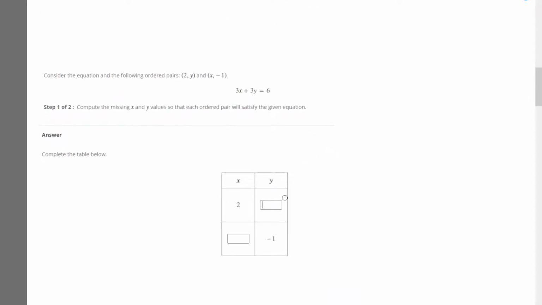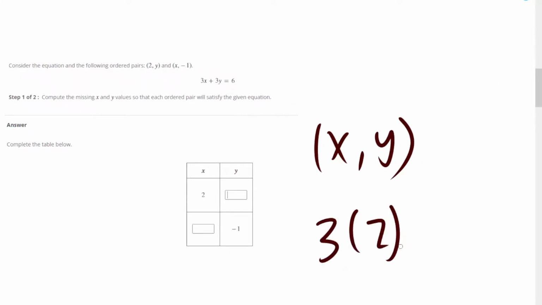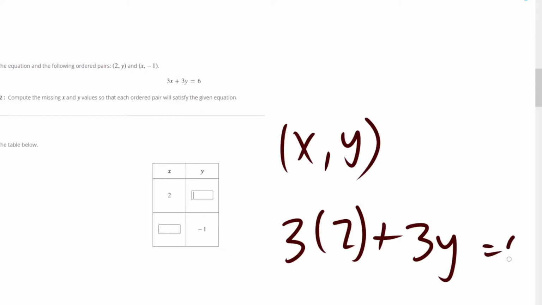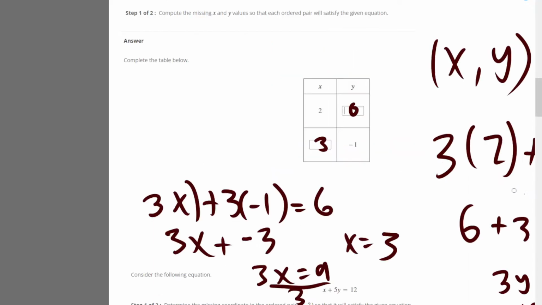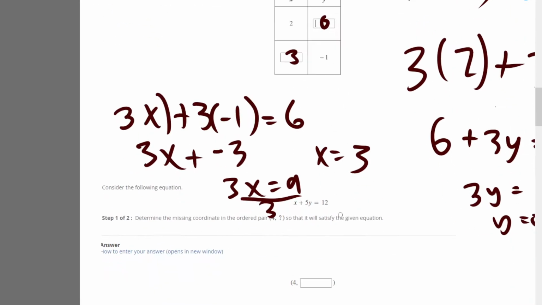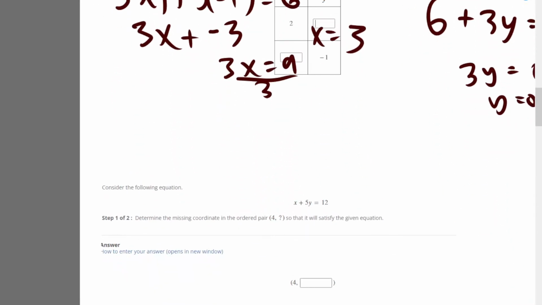For this second question, it's telling us to consider the equation and the following ordered pairs, 2, y and x, -1. Then it gives us an equation to plug these in. Basically all we're doing is algebra. If we know that 2 is x, because it's going to be x comma y, we can plug in 2 for x. So 3 times 2 plus 3 times y equals 6, and we want to solve for y. In the first one, we'll solve for x in the next one, which should get you 2 comma 0 and 3 comma -1. Let me move that up a bit.